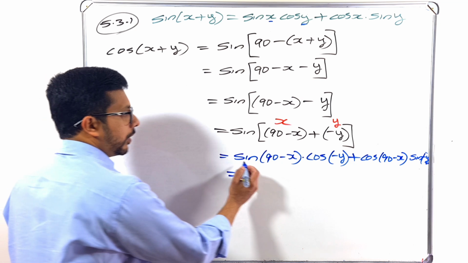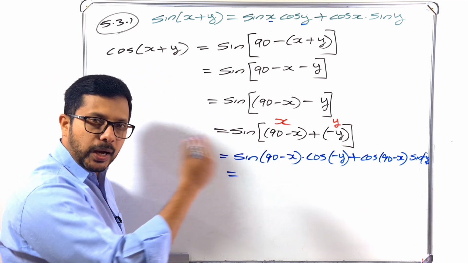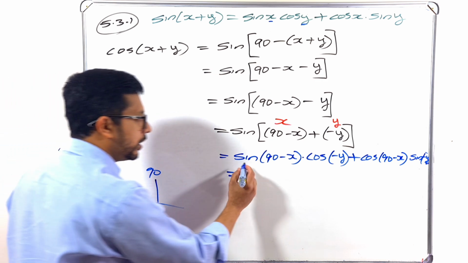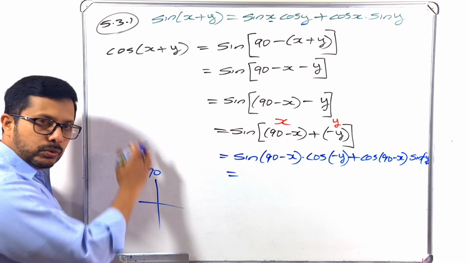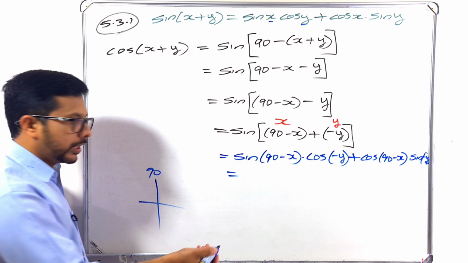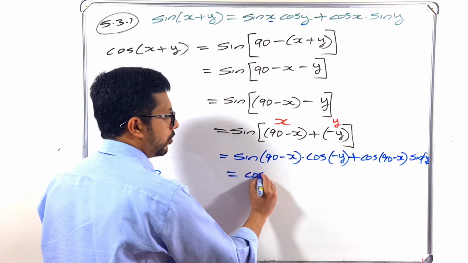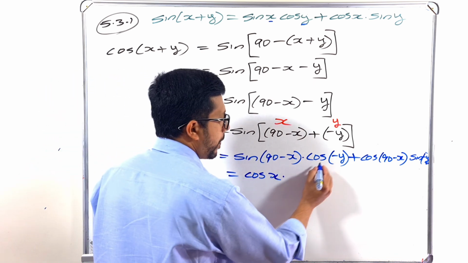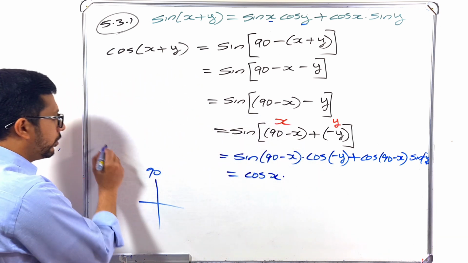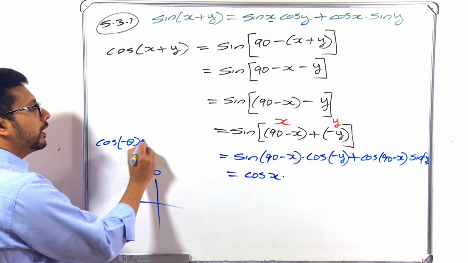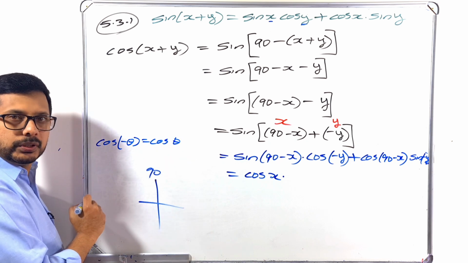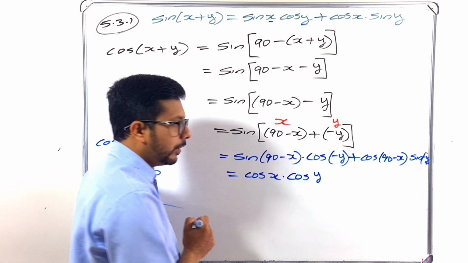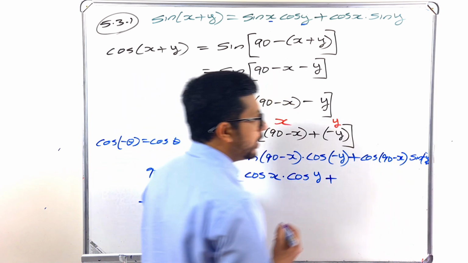Now this one, 90 minus x means first quadrant, all are positive. And if it is based on the 90 or 270 vertical line, you have to change to its co-function. What is the co-function of sine? It is cos of x, and everything is positive in the first quadrant, into cos minus y. Previous question I already told you, cos of minus theta is the same as cos of positive theta. So cos of minus y is the same as cos of positive y.